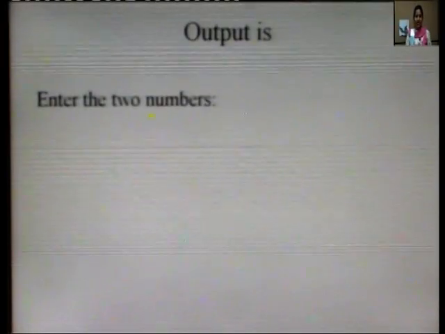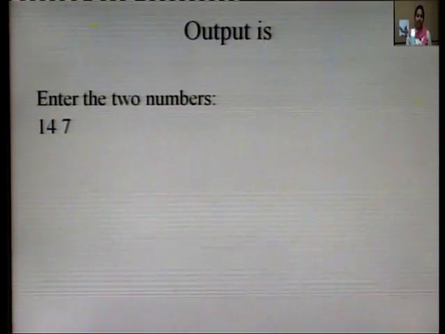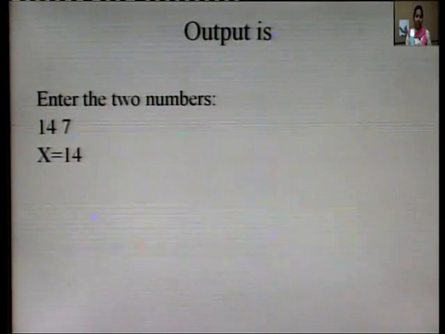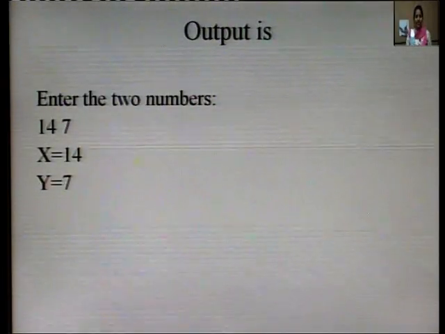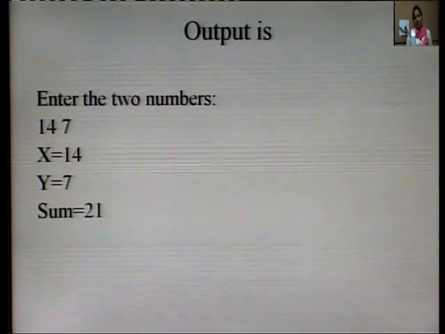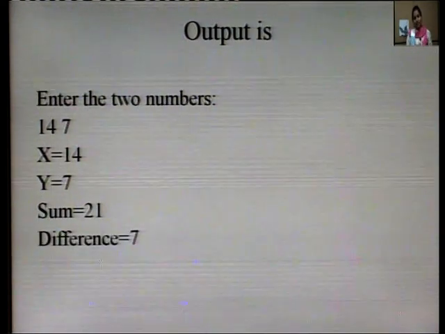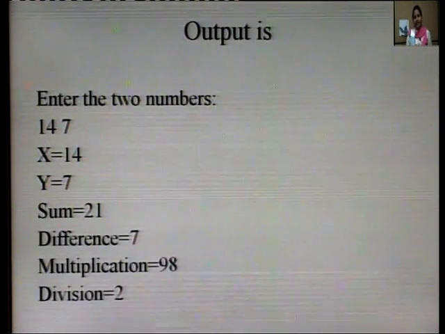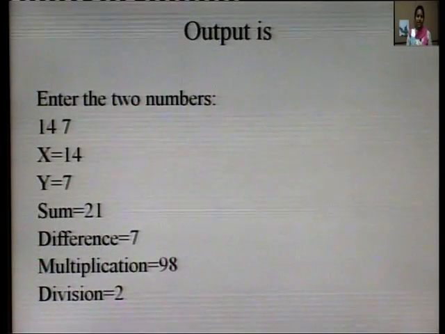So the output is: enter the two numbers, because we have first called the get data function. We have entered 14 and 7. The first value goes to the first variable, that is x, and the second value goes to the second variable, that is y. So x is equal to 14 and y is equal to 7. The sum of these two variables is 21, the difference is 7, the multiplication is 98, and the division is equal to 2. So we can perform multiple functions within a class.